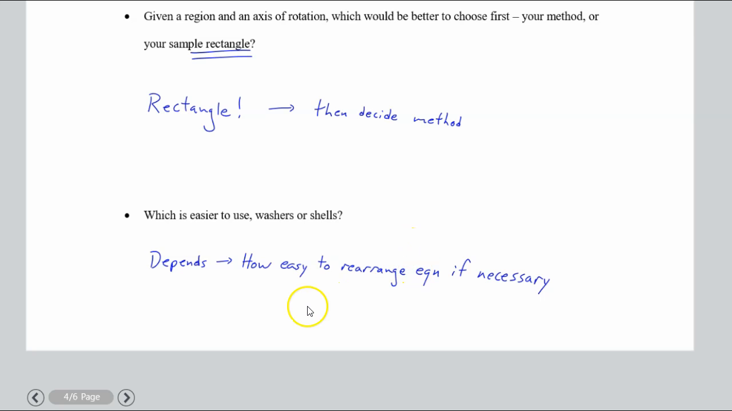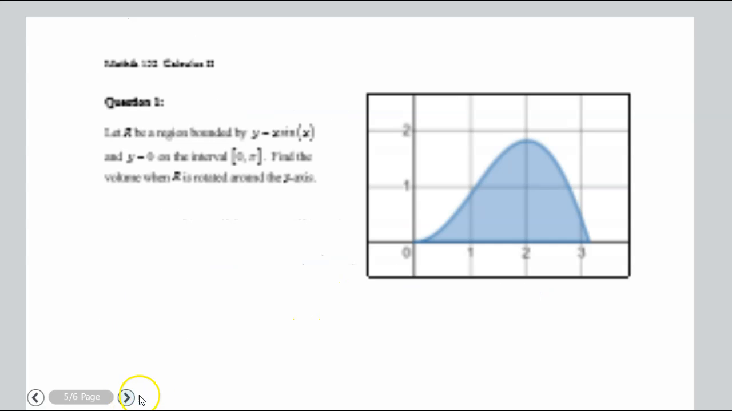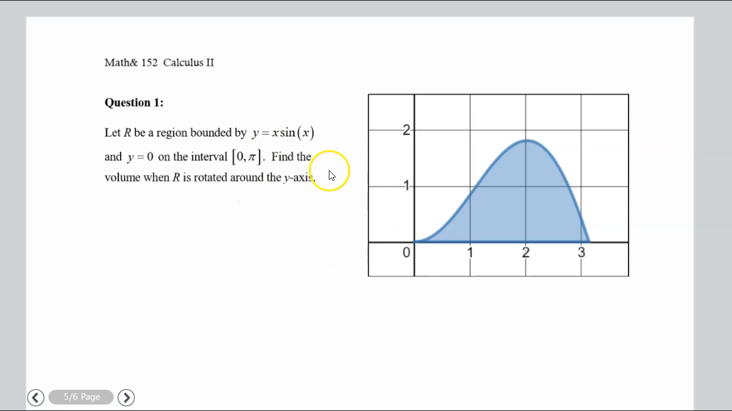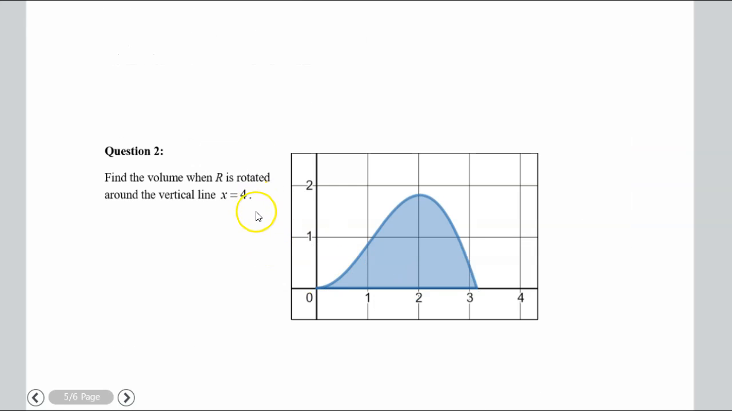All right. Check out the next video with some examples of a little bit different equations, and especially this one where it's not an x or y axis that you're going to rotate around.